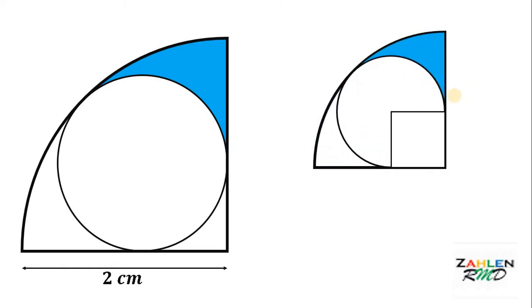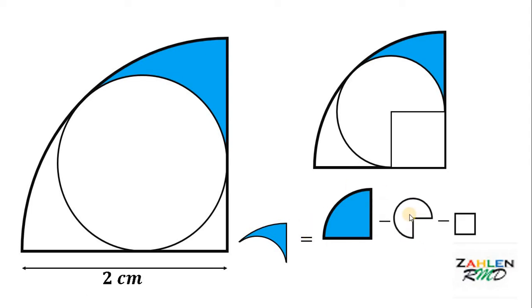Now, as you can see, to find the area of this blue region, what we're going to do is to take the area of this quarter circle and then subtract the area of this shape, which is 3/4 of a circle, and subtract the area of the square, and don't forget to divide this by 2. So this is the area of this shaded region. Now, in order to find the area of this 3/4 circle, we need the radius of this circle.